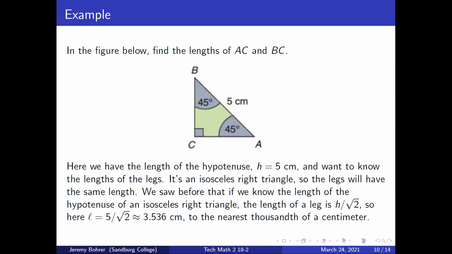In the figure below, find the lengths of AC and BC. Here we have the length of the hypotenuse, h equals 5 centimeters, and want to know the length of the legs. It's an isosceles right triangle, so the legs will have the same length. We saw before that if we know the length of the hypotenuse of an isosceles right triangle, the length of a leg is h divided by the square root of 2. So here, L equals 5 divided by the square root of 2, which is 3.536 centimeters to the nearest thousandth of a centimeter.